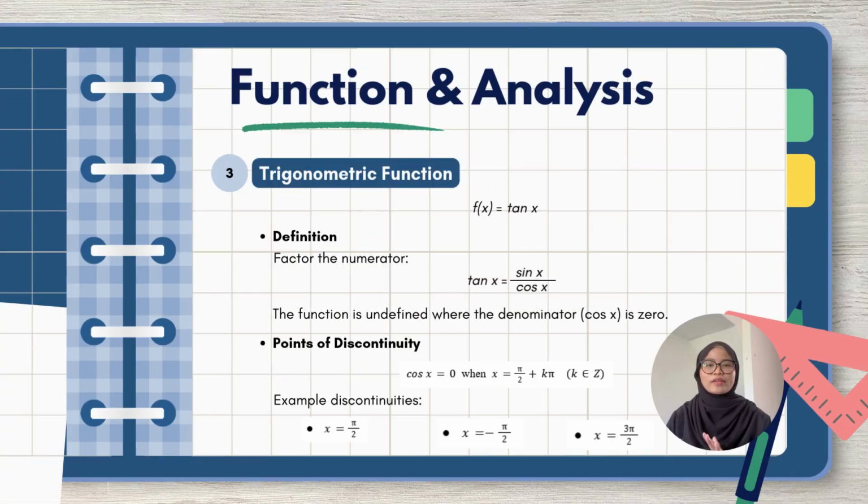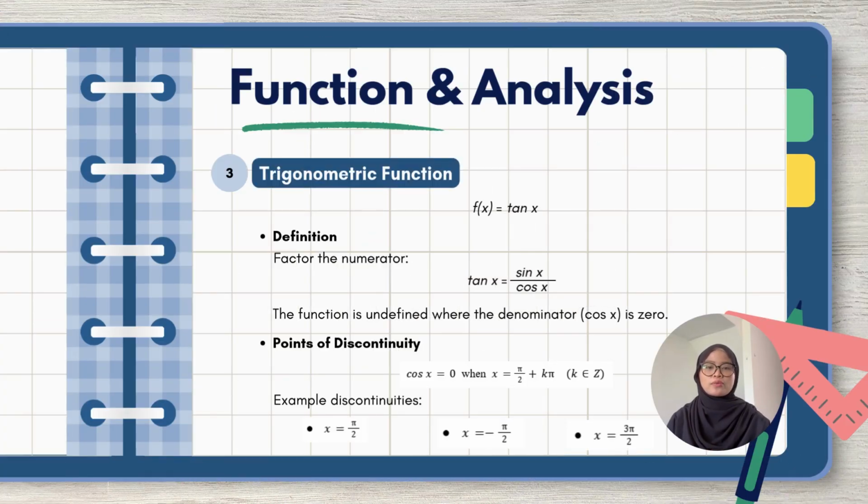So the last type of function is the trigonometric function, which is f(x) equal to tan x. For the definition of this function, tan x equal sin x over cos x. So the function is undefined when the denominator cos x is 0. So the points of discontinuity are where cos x equal 0, when x equal pi over 2 plus k pi, k an element of Z. So there are a few examples of discontinuities.